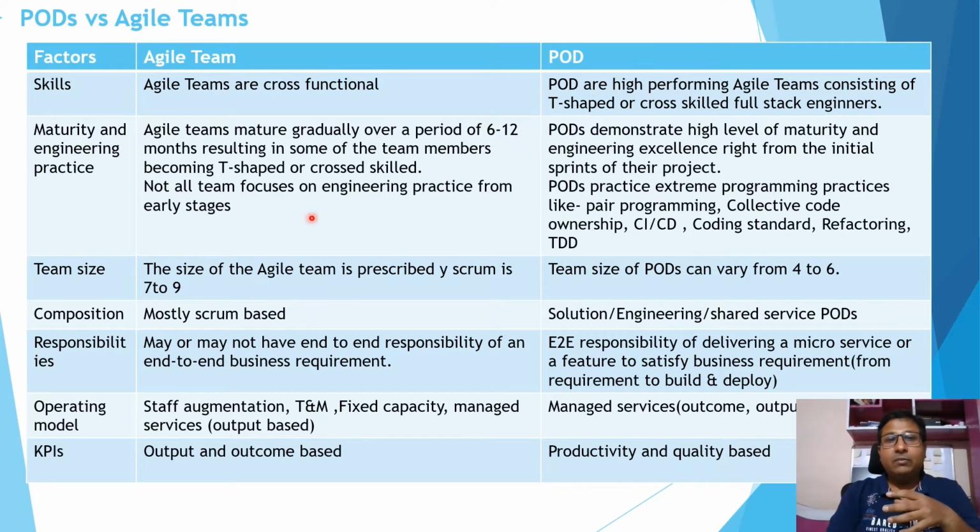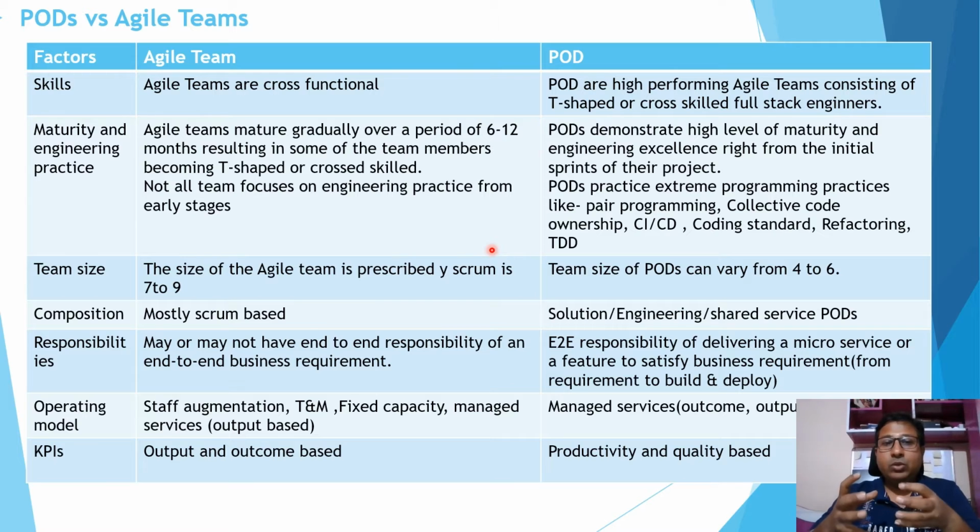Then team size. Mostly the agile teams are, as Scrum recommends, 7 to 9 team members, whereas the pod is much more lean. So we try to eliminate the waste from the pod, and it is mostly 4 to 6 team members. Then the composition of the other teams is mostly Scrum based, whereas the pod based should have solution engineering, shared service based pods, right?